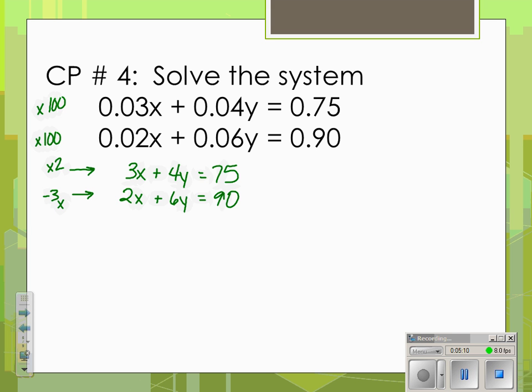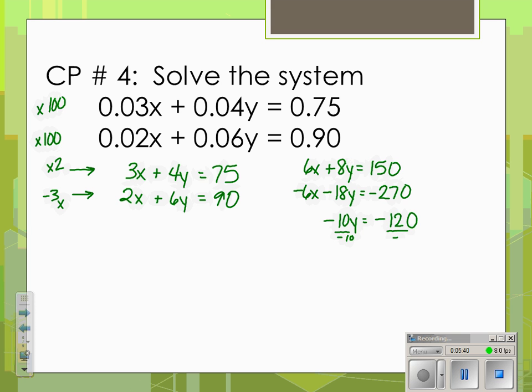So a 2 through the first one gives me this equation. A -3 through the second one gives me this, and then I combine and I end up with -10y is equal to -120. Divide both sides by -10, and y equals 12. Substituting that back in either one, I'll put it in the top one again. I usually do.